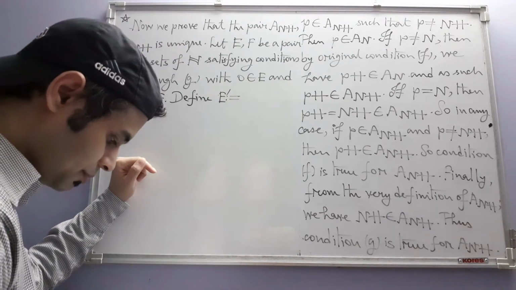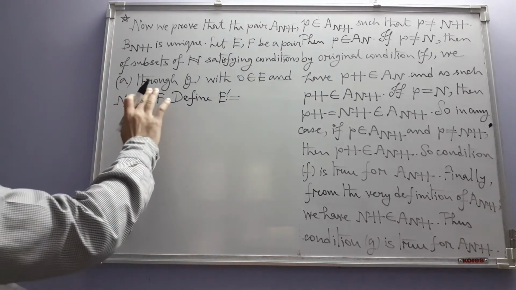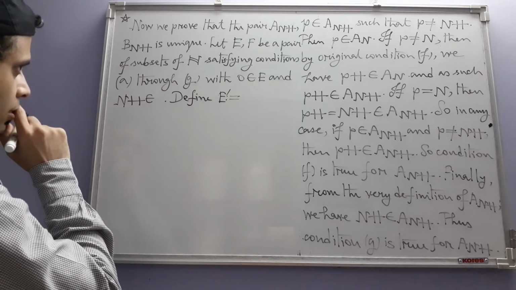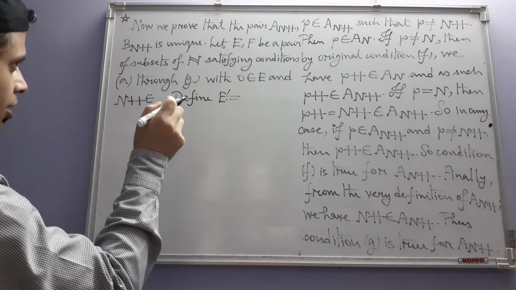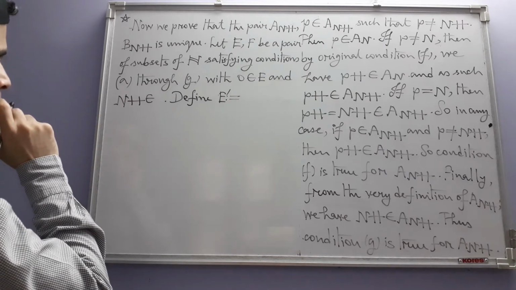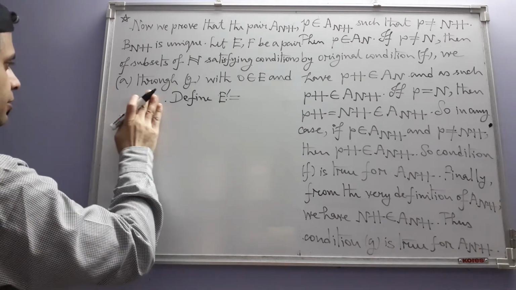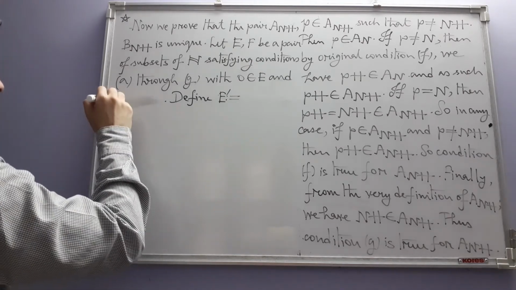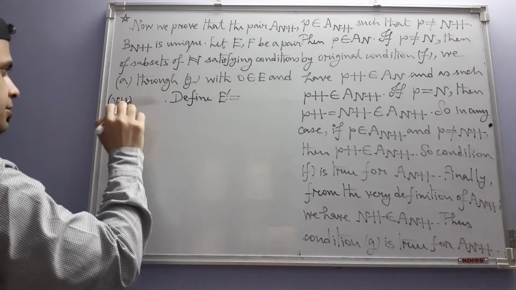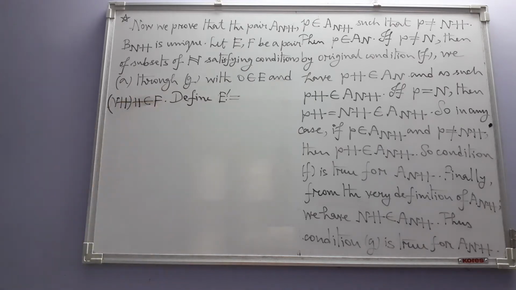F belongs to... what was J? Oh, sorry. I think I have written it wrongly here. 0 belongs to E and... okay. You see how confusing these things are. This is not n plus plus, it is the successor of n plus plus that belongs to F.